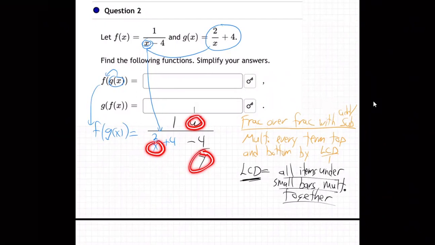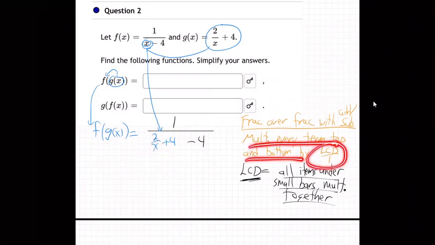Is that making sense? You take all the items under small bars, not this big bar here, just the items under small bars, and you multiply them all together. That's the LCD. So in our case, all we have is this little x here. That's the only item. So that is our LCD. And what do we do with it? Multiply every term, top and bottom, by the LCD over 1.